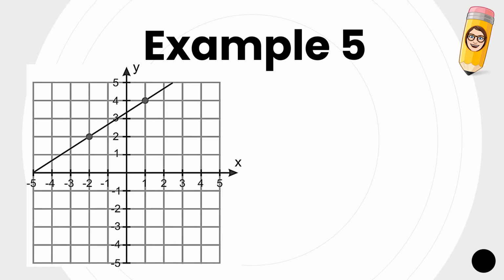Let's take a look at example 5. The first thing I want to do is identify the slope. I see 2 dots here. I'm going to start with this one. I'm going to rise 1, 2. I went up 2. And I'm going to run 1, 2, 3. Run 3. 2/3 doesn't simplify, and it's positive.